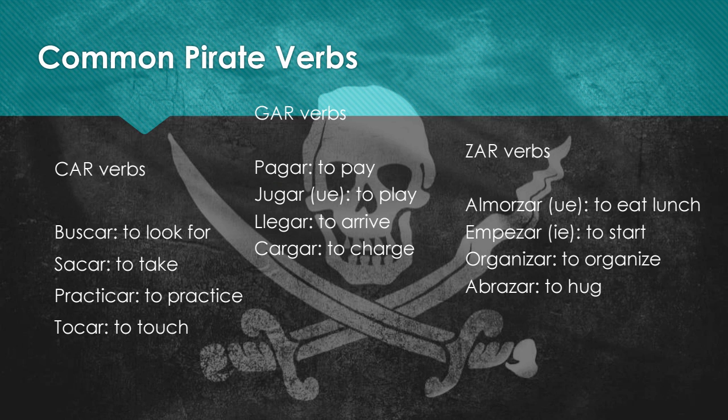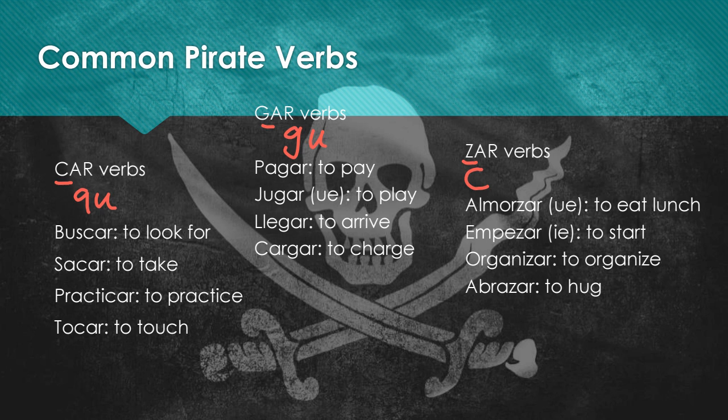Here's a list of common pirate verbs, common car-gar-zar verbs. I'm going to try not to go into very much detail on these because you can just look at this list. And really, you don't necessarily have to memorize all of these because whenever you see any verb that ends in a car, a gar, or a zar, you're going to need to just do the step, right? Your C changes to QU, your G changes to GU, and your Z changes to C, okay?